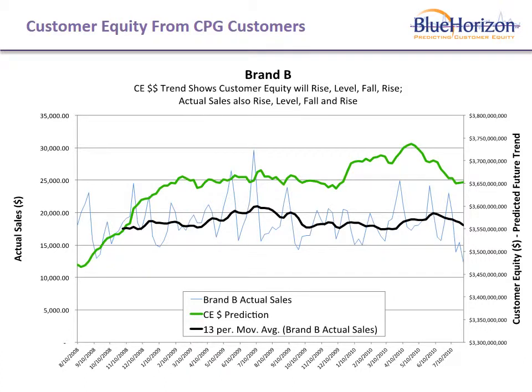The marketers later provided actual sales for the same brands from the modeling period. Summing all of the CLVs gives us a prediction of the customer equity from all of the customers. The Blue Horizon system can predict relative future cash flows for the brand, and we could validate the rises and falls in the prediction by using the actual sales from the future.